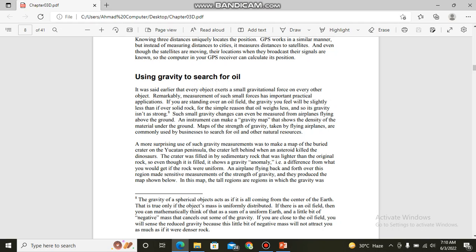An instrument can make a gravity map, a map that shows the density of the material under the ground. This is how we find oil. Maps of the strength of gravity taken by flying airplanes are commonly used by businesses to search for oil and other natural resources.